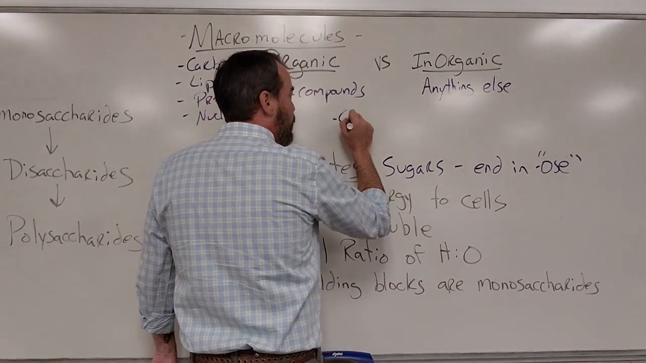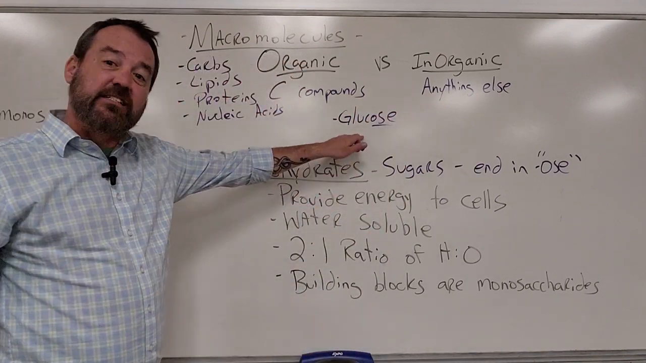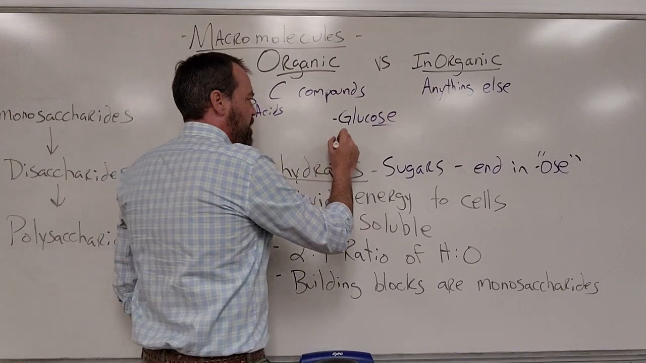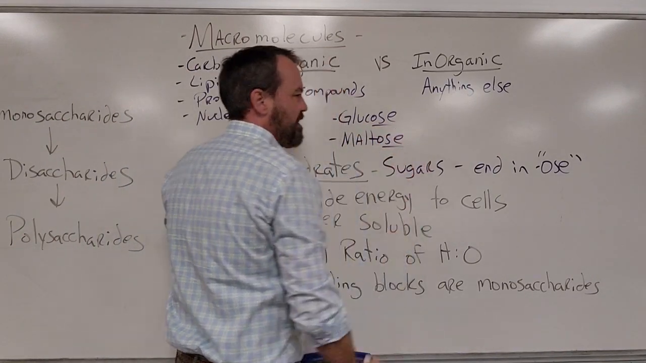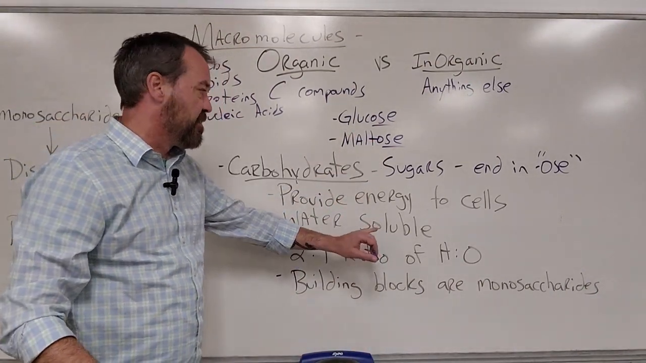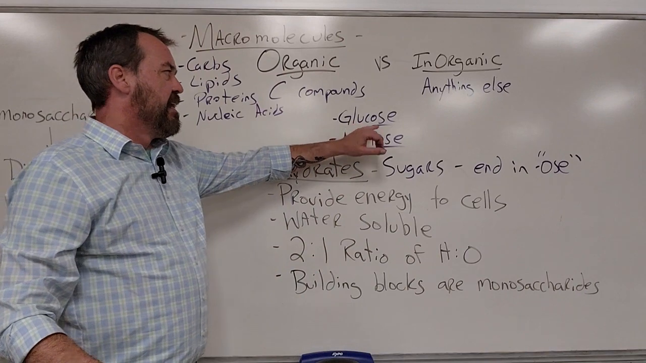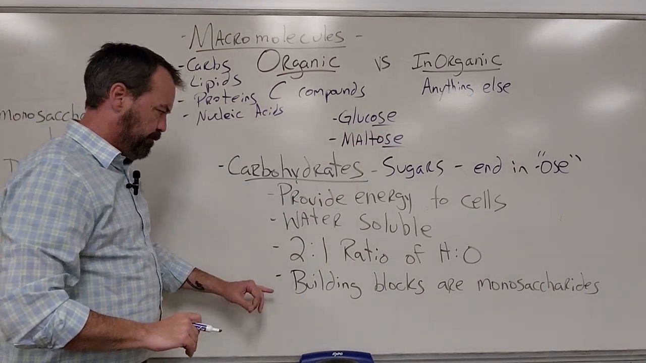And so we'll get things like glucose. So we see that ose there. That ose is a giveaway that this is a carb. We could do maltose. We see that ose. That's a giveaway. This is a carbohydrate. So that 2 to 1 ratio tells us it's a carb. And if it ends in ose, that's the other way we know that we're talking about carbohydrates.